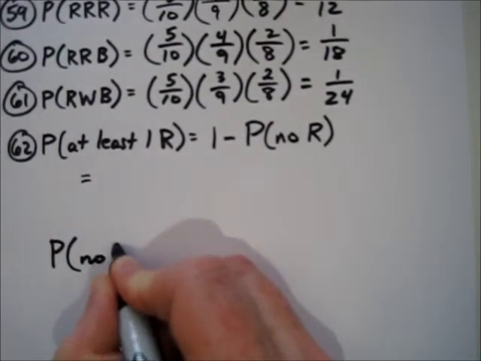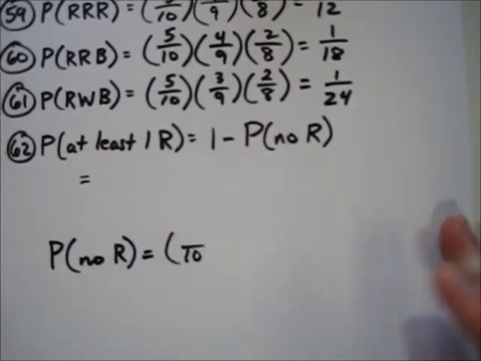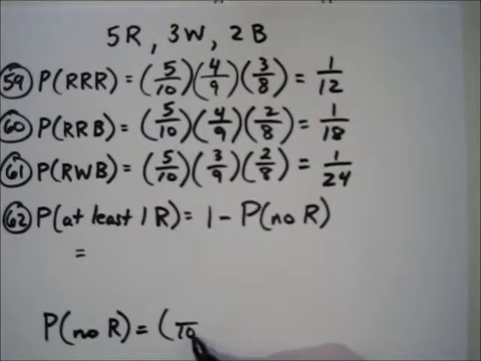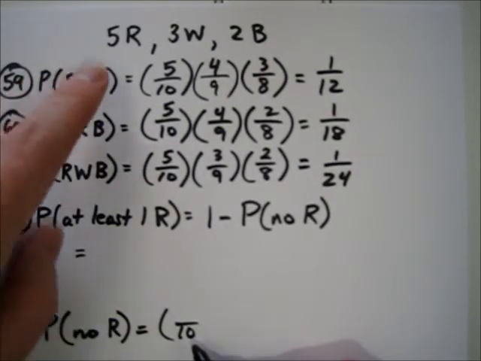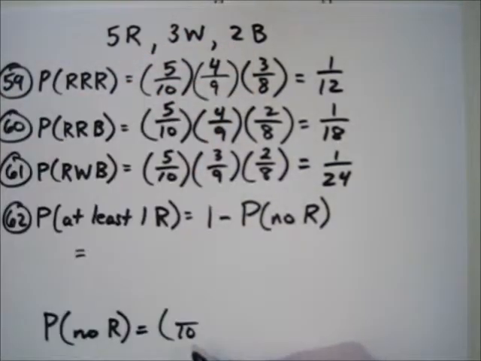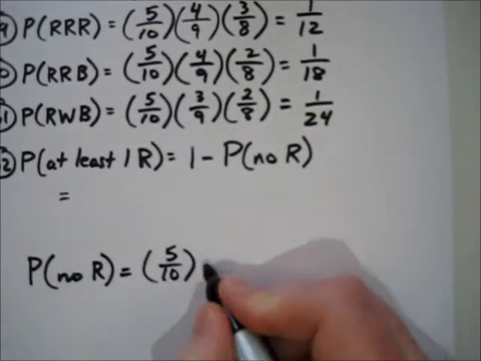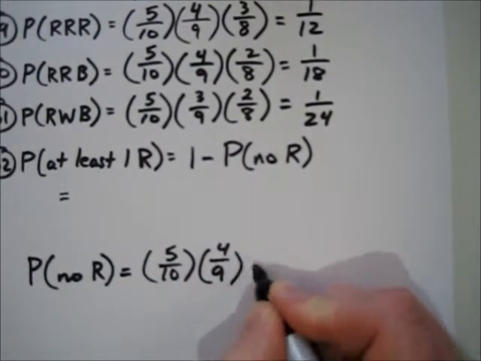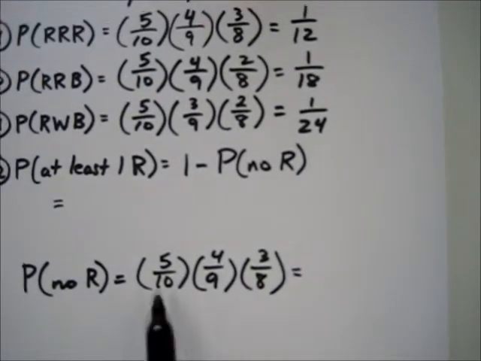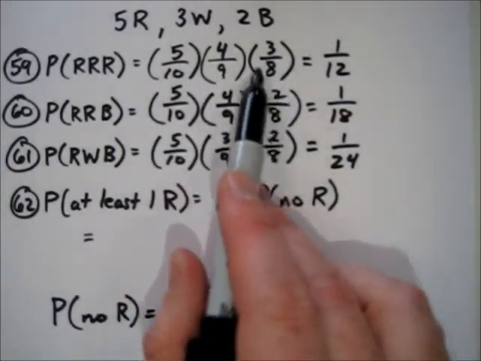Probability of no red would be, well, there are 10 original chips in the bag. How many of them are not red? Well, if 5 are red, these 3 and this 2 are not red, so there's 5 that aren't red. And then there's only going to be 4 out of the 9, and lastly 3 out of the 8 that aren't red. In fact, this multiplication is the exact same multiplication as up here in 59.